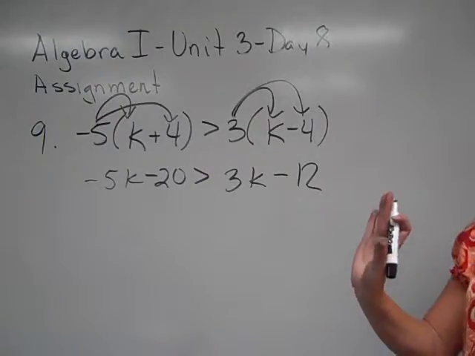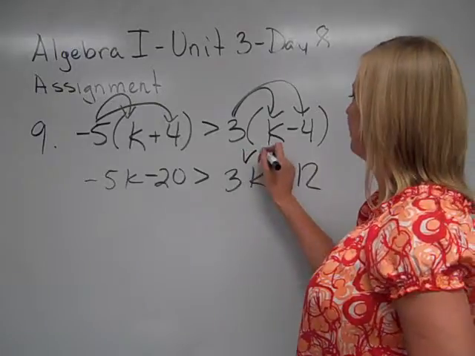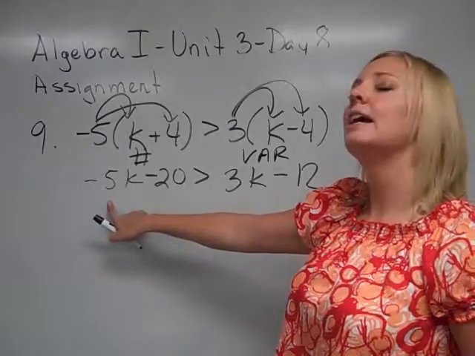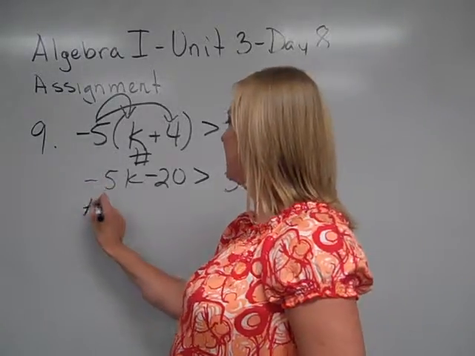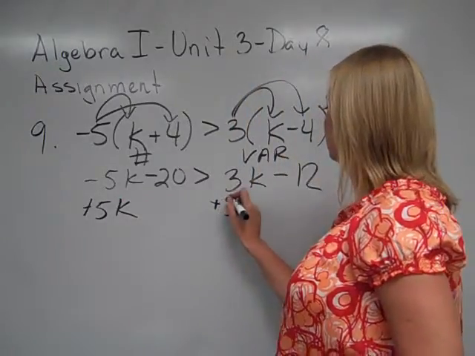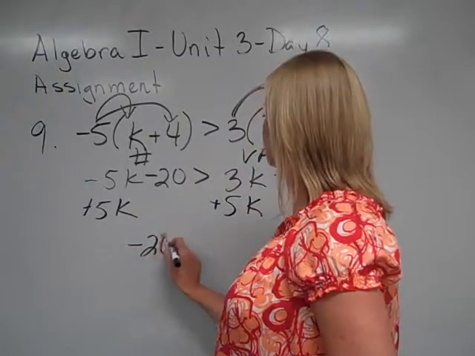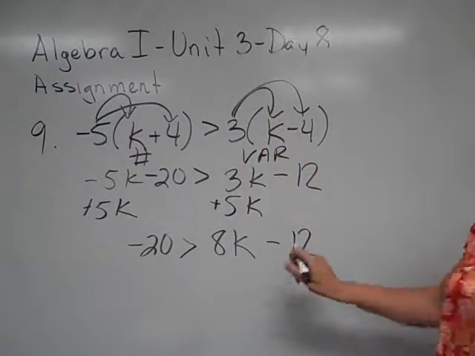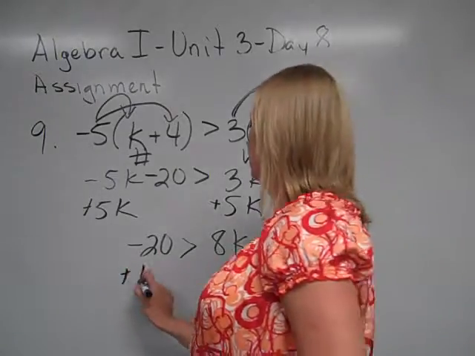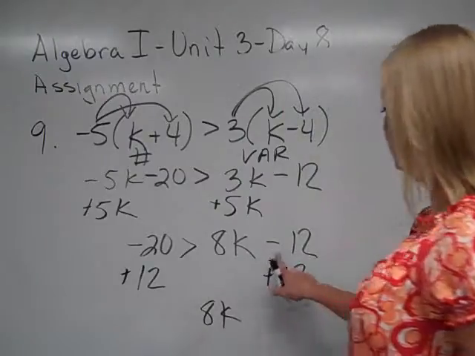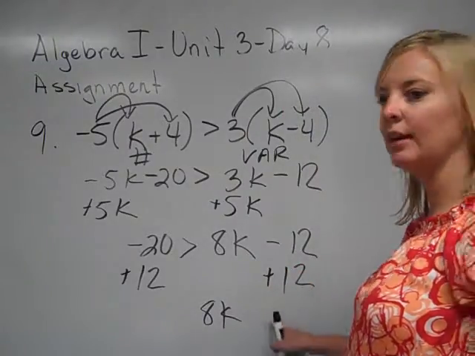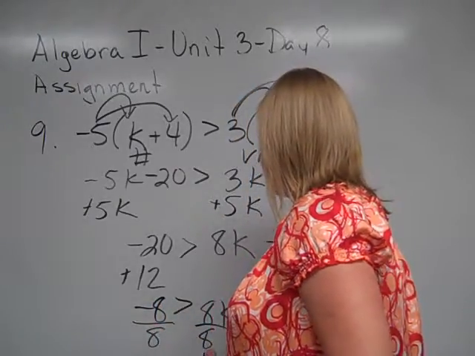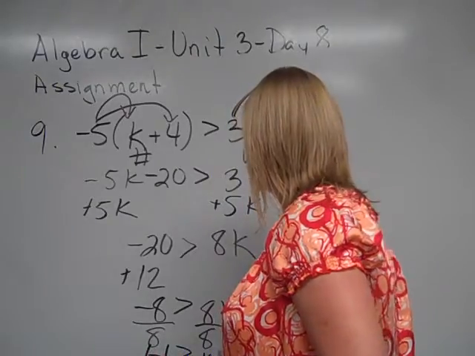Now, let's get all of our variables on one side and all of our numbers on the other. Let's put our variables here and our numbers over here. That means this negative 5k needs to move to the other side. The opposite of negative 5k is positive 5k. All of our numbers to the other side. The opposite of minus 12 is plus 12. Notice that minus 12 plus 12 adds up to 0. That's our double check. Divide both sides by 8. k is less than negative 1.